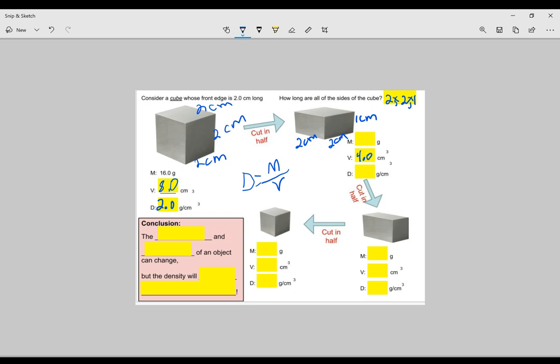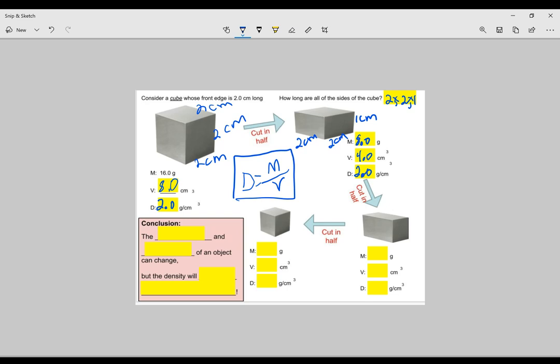Now the mass, since I cut it in half and its initial mass was 16, if I cut the object in half, its mass gets cut in half. So now the mass is 8.0. Again, I'm going to use this formula, density equals mass divided by volume, and 8 divided by 4 is 2.0. Well, look at that. My large cube has a density of 2.0, but the exact same material cube that is half the size has a density of 2.0.